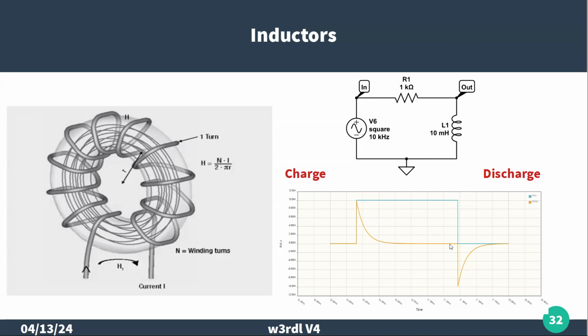When you take the voltage away, the magnetic field collapses. It tries to sustain itself and creates an opposing voltage. That's part of Lenz's law.